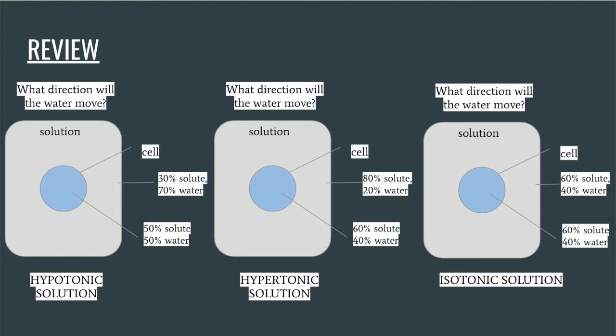Finally, we have our last solution, and you can see that there's the same amount of water concentration both inside of the cell as well as outside of the cell. Therefore, there's going to be no net movement. Now, this is at dynamic equilibrium, so there is going to be an exchange or movement of water, but none that is going to change the concentration of how much is inside or outside. It's just a dynamic equilibrium. This is an isotonic solution.